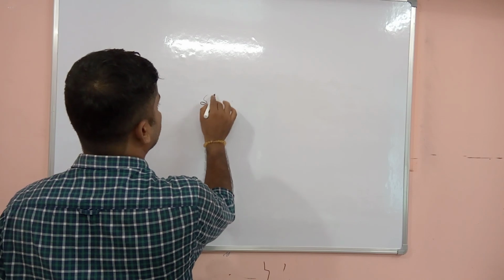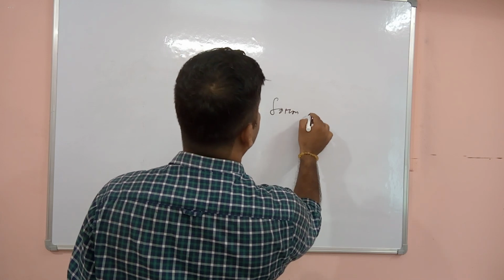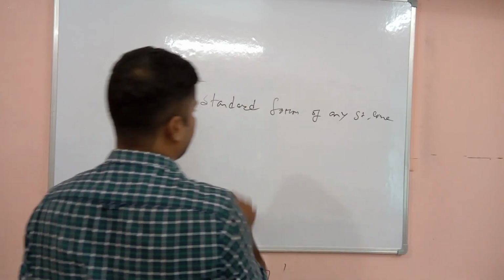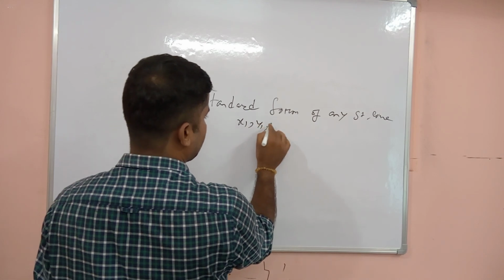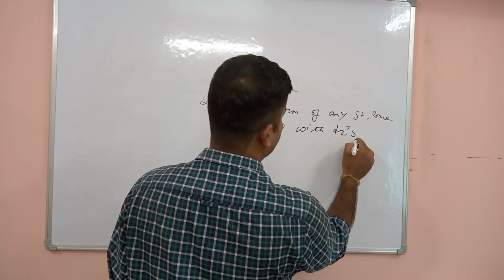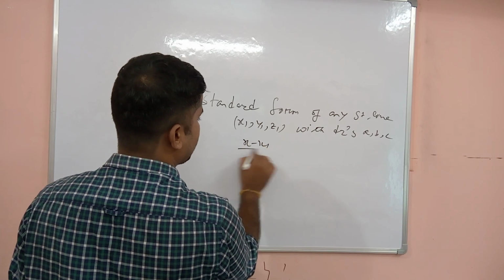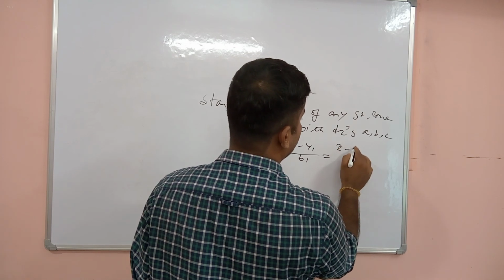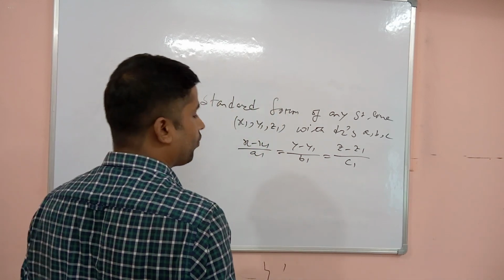Okay, standard form, look, standard form of any straight line which passes through a particular point, say x1, y1, z1 with DRs, that is the direction ratios a, b, c. Then its equation would be x minus x1 by a1 is equal to y minus y1 by b1 is equal to z minus z1 by c1. Okay, it is usually known as the Cartesian form of any straight line.